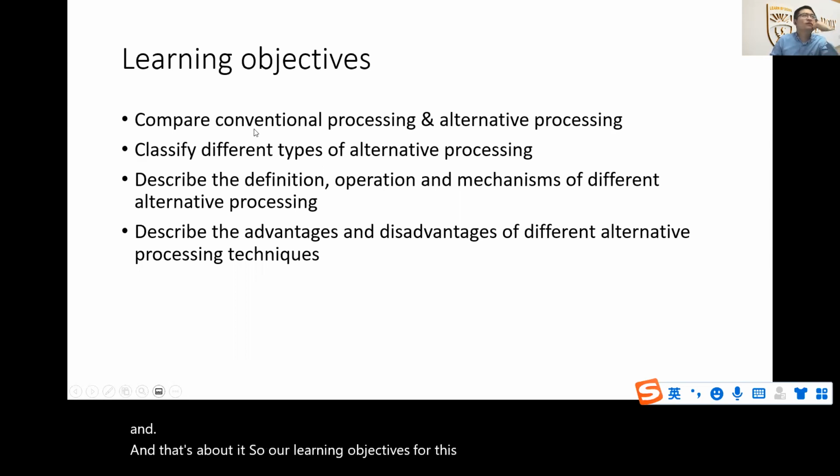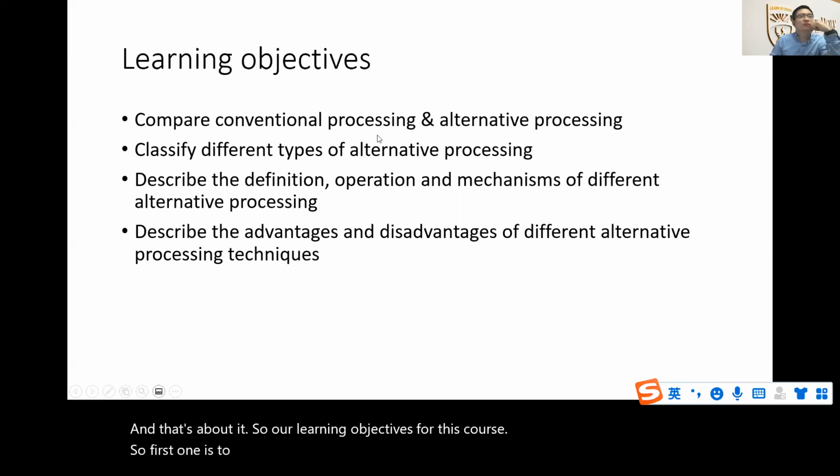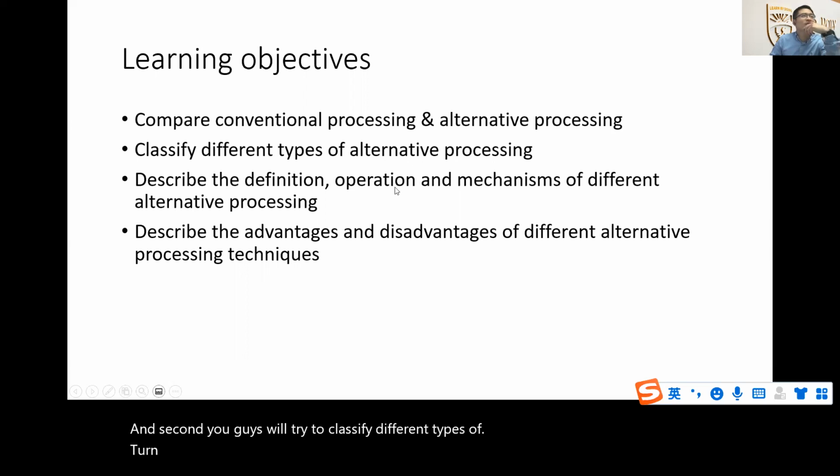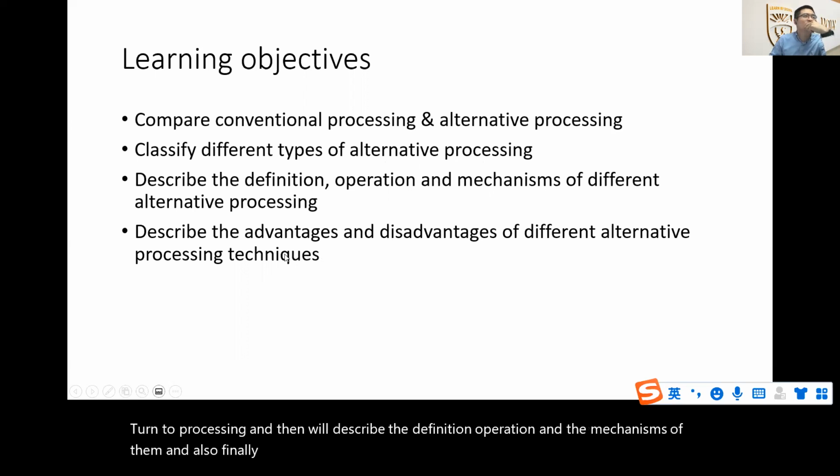First one is to compare the conventional processing and alternative processing. And second, you will try to classify different types of alternative processing, and then we'll describe the definition, operation, and the mechanisms of them. And finally, we'll talk about their advantages and disadvantages.